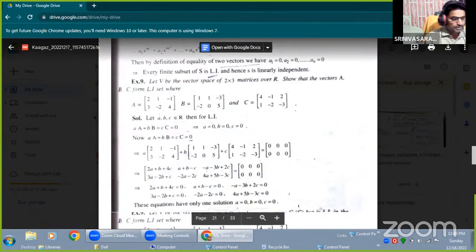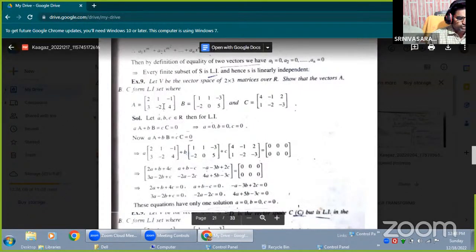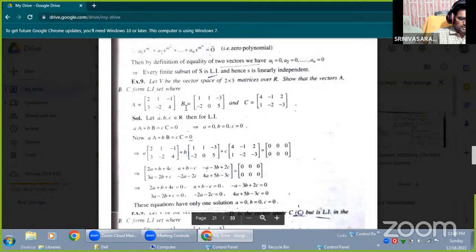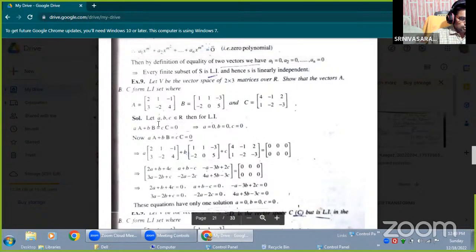Now, this is the ninth problem. It is somewhat different, but there is no problem, because in the matrices concept, any three matrices A, B, C are given. These are three matrices and their order is 2 by 3, that is 2 rows and 3 columns. To arrange the linear combination, small a into capital A plus small b into capital B plus small c into capital C, because the given matrices are linearly independent.